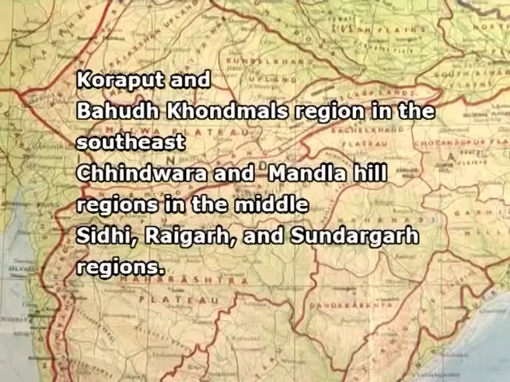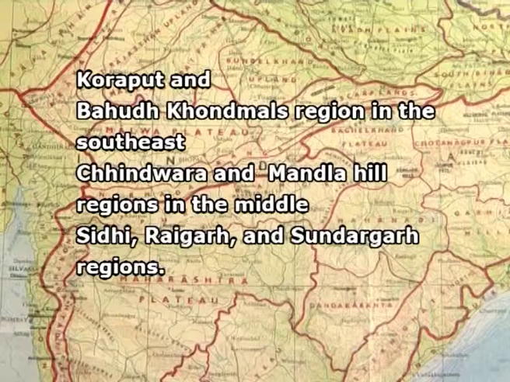The moderately steep slope and steep slope regions are seen in the form of isolated patches. Most of them are representing the residual hill portions of central India. Major pockets could be seen around Koraput and Bahut Konmal's region in the southwest, Chhindwara and Mandla hill regions in the middle, Siddhi, Raigarh and Sudargarh regions.